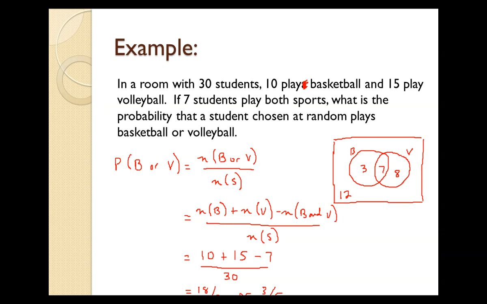And that actually jives with our Venn diagram. If you have a look at the Venn diagram and ask yourself how many students are inside the B and V sets, 3 plus 7 plus 8 indeed does give you 18. So you could do this problem using a Venn diagram. We also did it using our definition of theoretical probability and using our principle of inclusion exclusion there.